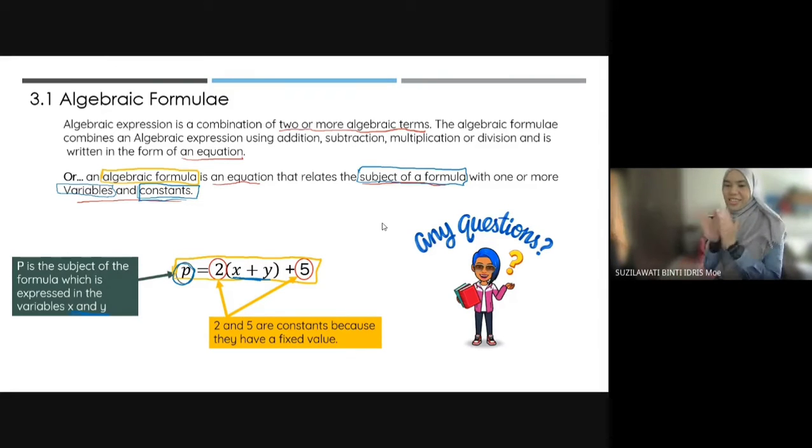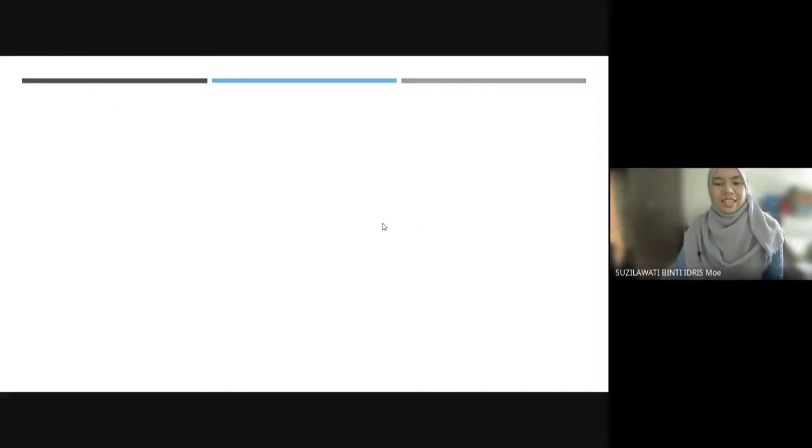Crystal clear, Kishan. Good. Okay, now since it is crystal clear for you, let's proceed to the next slide. Yes, clear as water. Very good. Good with idiom as well. Okay.